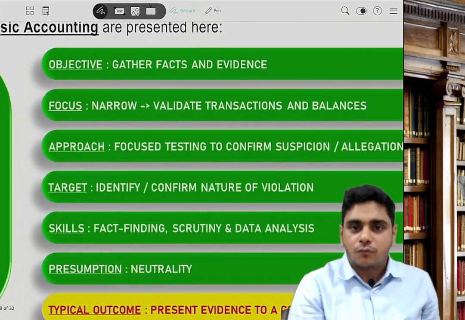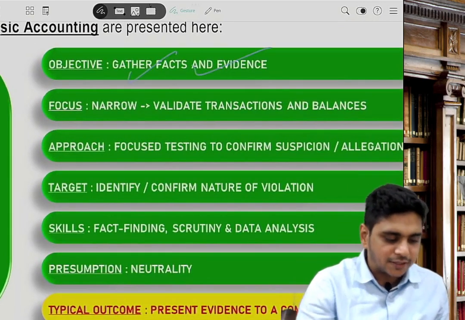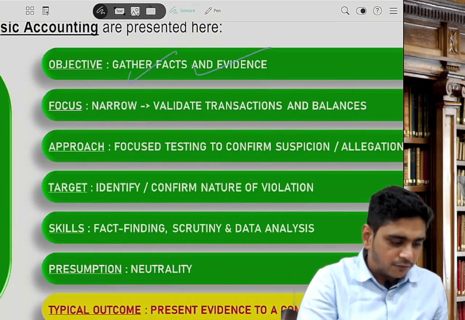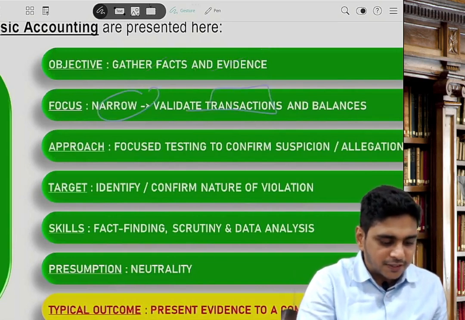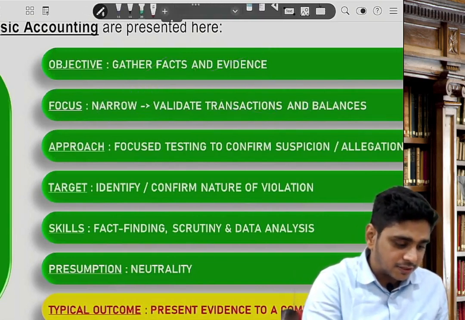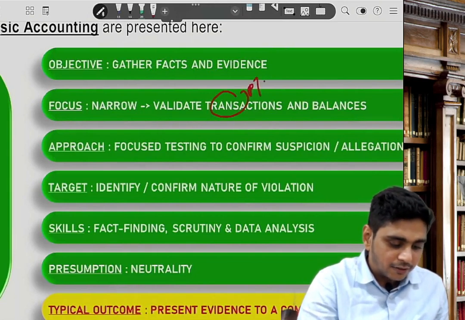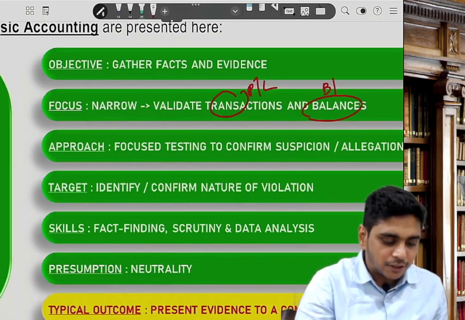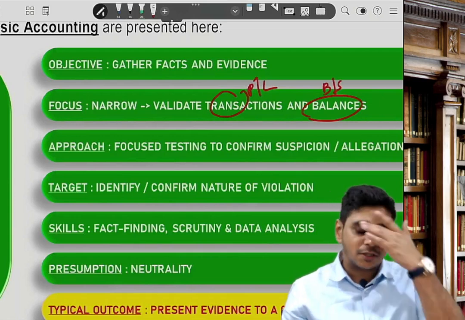Now, sir, what is the objective? To gather the facts and evidence. Here, the focus is a little narrow. It will validate the transactions and balances. When I say transactions, it is basically the P&L. Balances basically means the balance sheet, because here we talk only about accounting, forensic accounting.